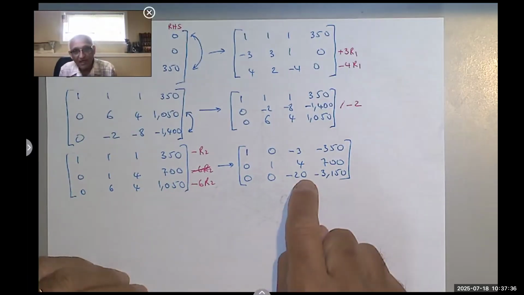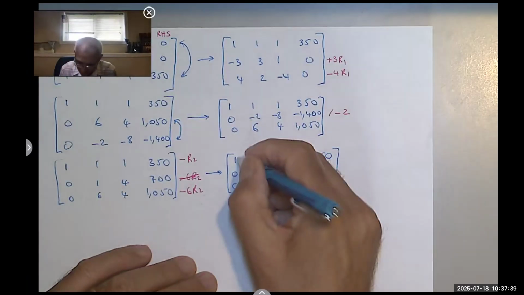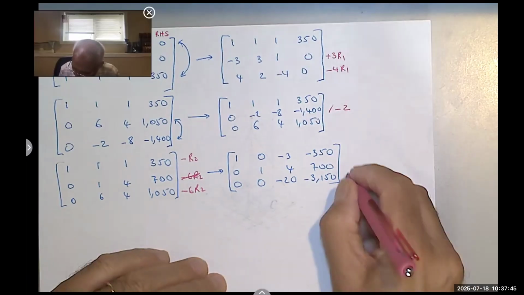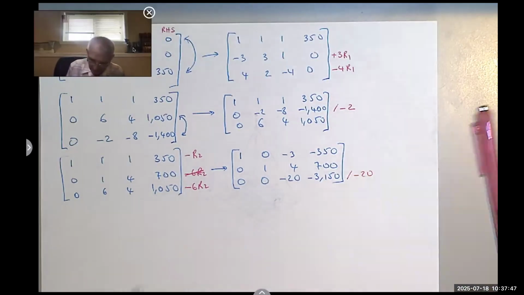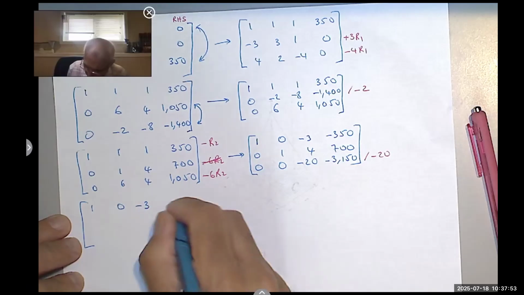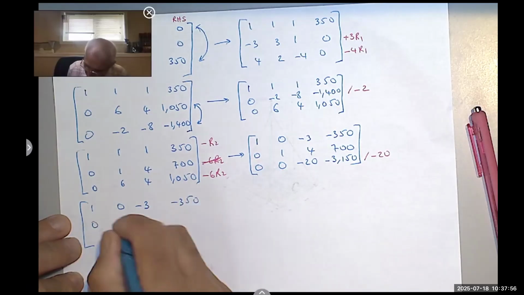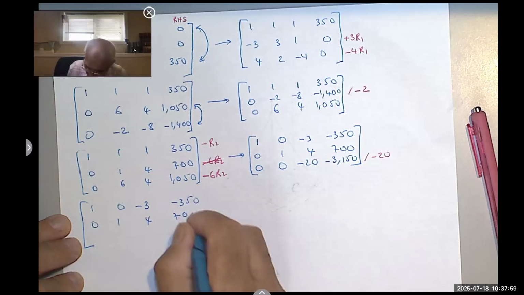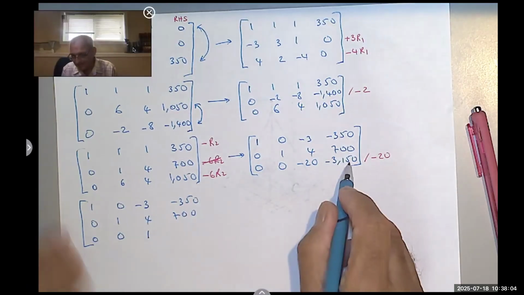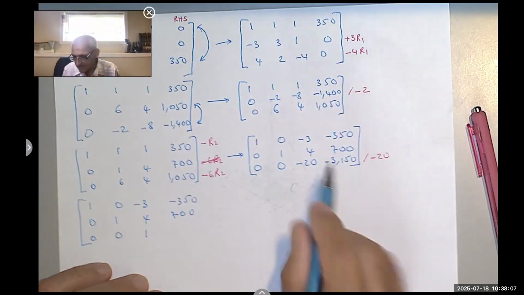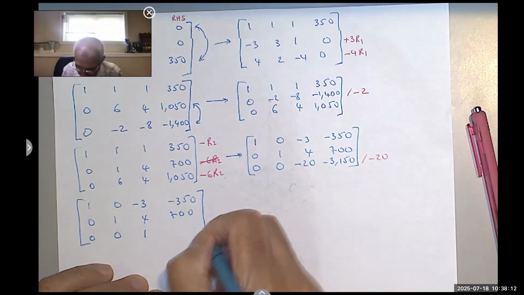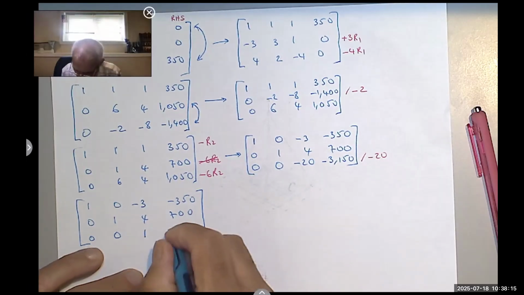And now I am in the third column because now I have 1, 0, 0, 0, 1, 0. So I have to divide this row by negative 20 to make this 1. And that will give me 1, 0, negative 3, negative 350, 0, 1, 4, 700, and then 0, 0, 1. And when I divide that by 20, the 0 and the 0 cancel, and it's like I'm dividing 315 by 2, right? And 315 divided by 2 would be what? 157 and a half?